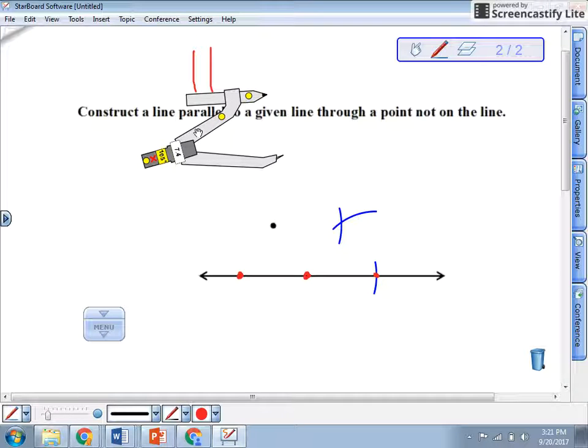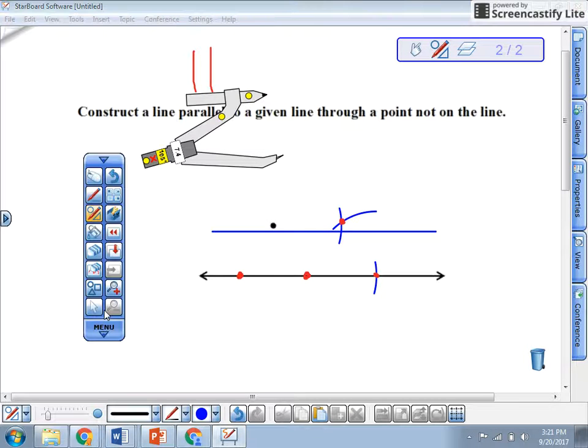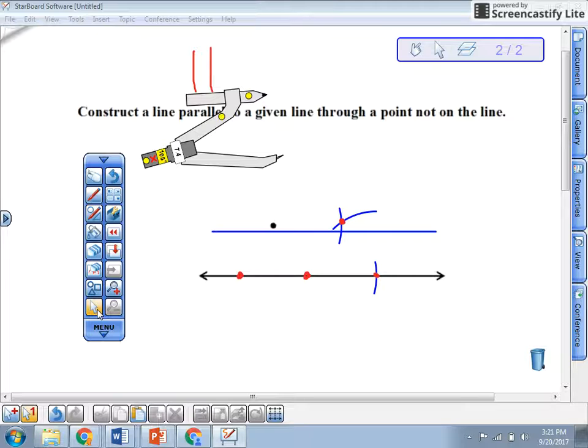Move this up actually. All right, so now this point that we created is the point that we're going to connect to our point that's not on the line using our straight edge. Again, I don't have a straight edge, but I'm going to do the best I can right now. So here we go. Connect these two. Oh, I got to move that up a little bit. So you can see I'm a little off, but that's pretty good.